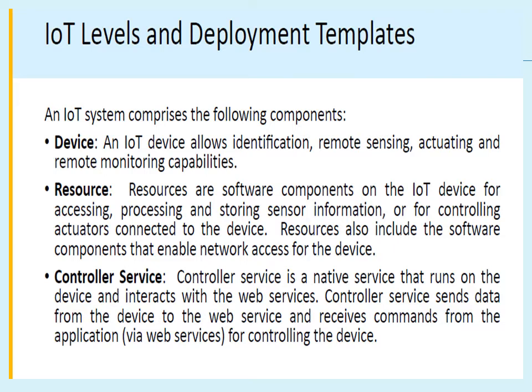Each and every component can be explained, first the IoT device. An IoT device allows identification, remote sensing, activating and remote monitoring capabilities. The resources are the software components on the IoT devices for accessing, processing, storing sensor information or controlling the actuators which are connected to the devices.